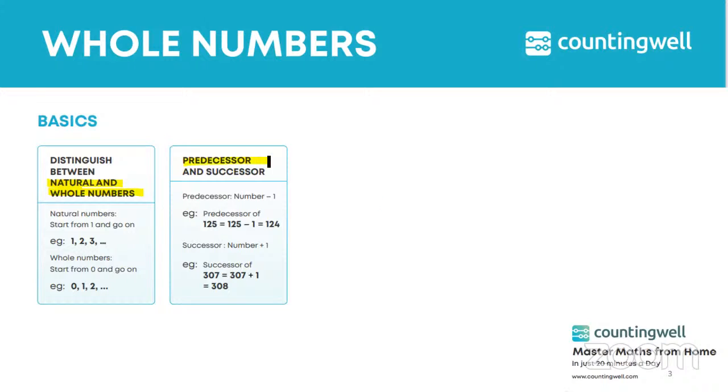Let us see what is a predecessor and successor. Predecessor is nothing but number minus 1. So predecessor of 125 is nothing but 1 less than 125, which is 124. Successor is a number with 1 added to that number. So successor of 307 is 308.